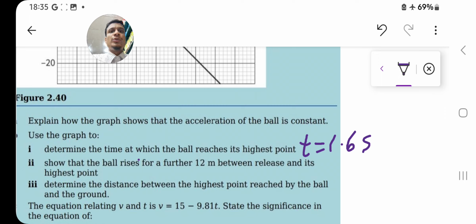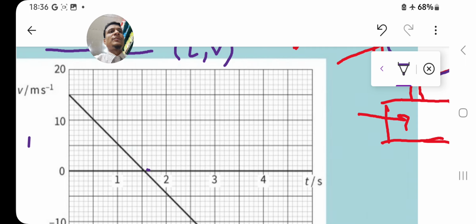Now for part 2: show that the ball rises a further 12 meters between release and its highest point. In other words, they are telling us to find the distance, and show that the distance is 12 meters. You know that the area under the VT curve is the distance. So we need to find the distance between the release and the highest point, and show that it is 12 meters.